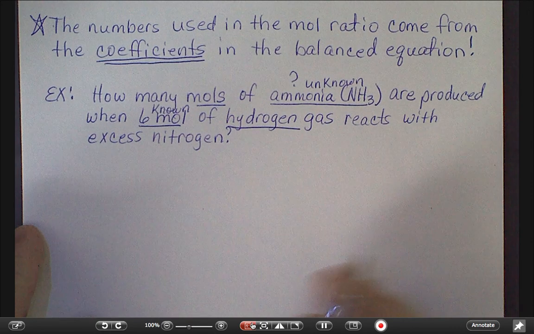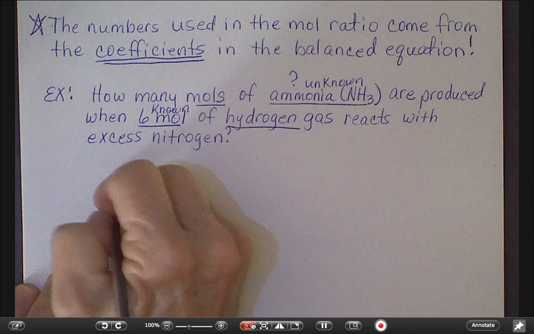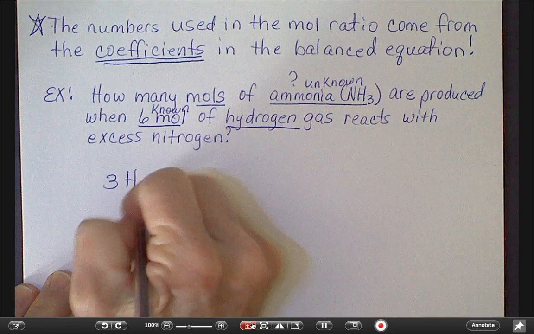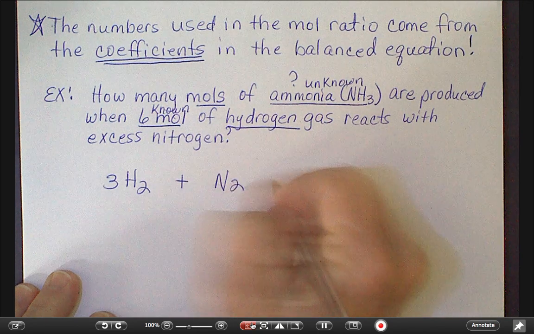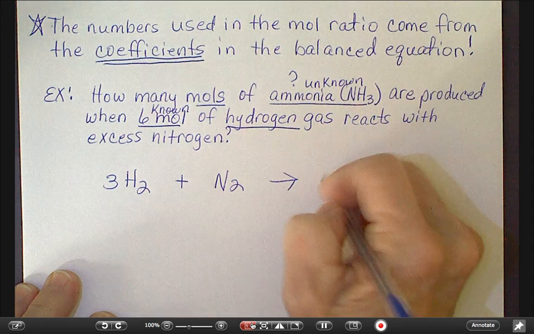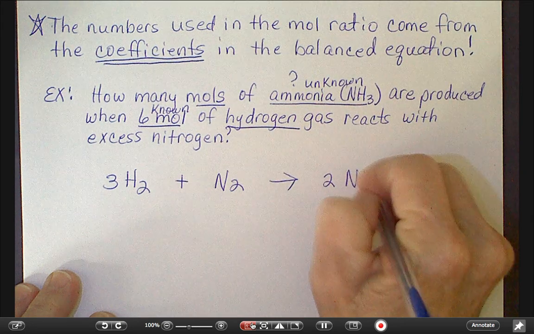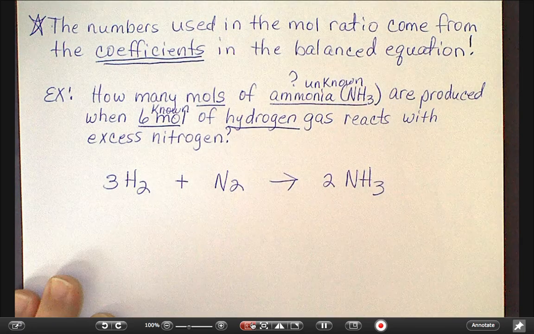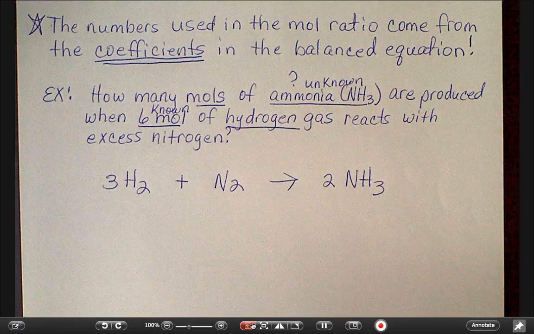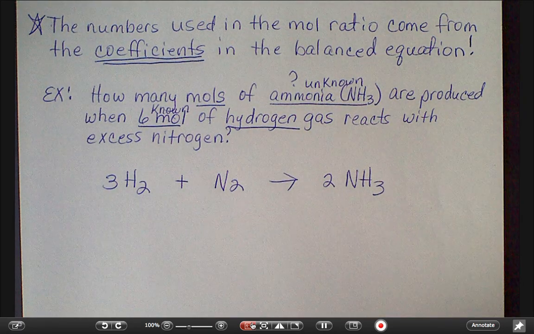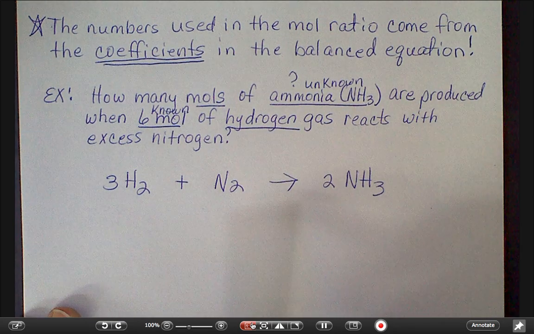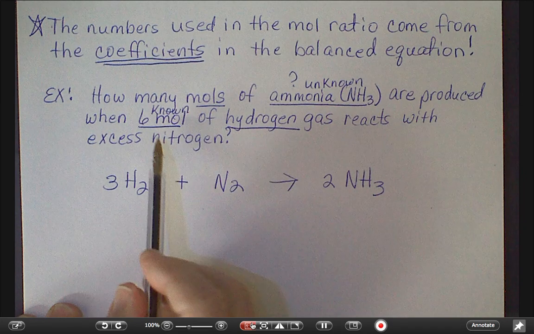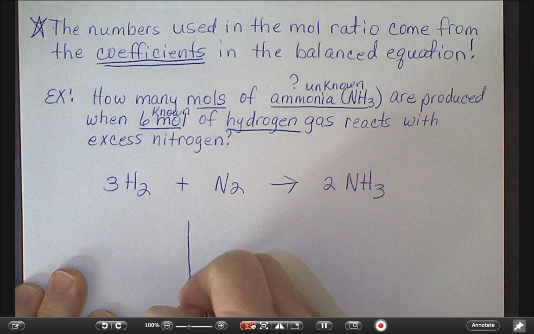All right, the reaction is 3H2 plus N2 produces 2NH3. It's already balanced for you. I've balanced it. Okay, we have identified. Here's our balanced reaction. So, in my little box, what goes where?